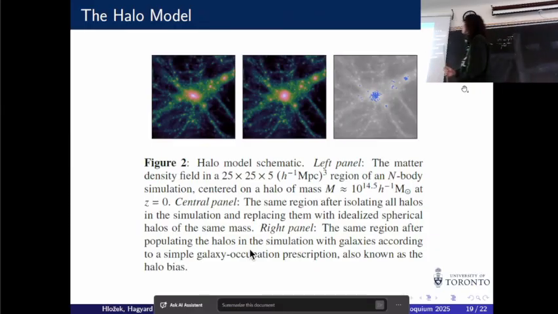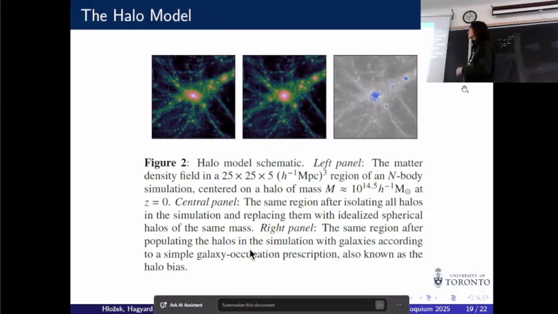So I think the best way of showing the halo model is just showing the schematic, which shows you this region of galaxy clusters, which, as the paper describes, is a region in an n-body simulation, a more computationally expensive way of simulating nonlinear density perturbations.